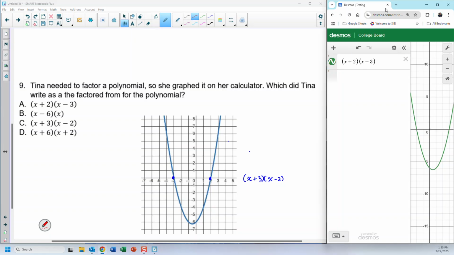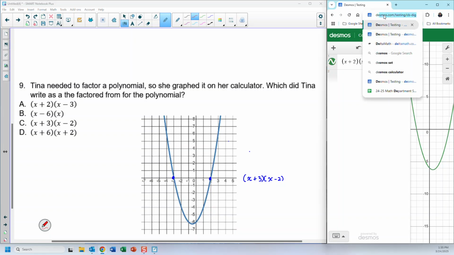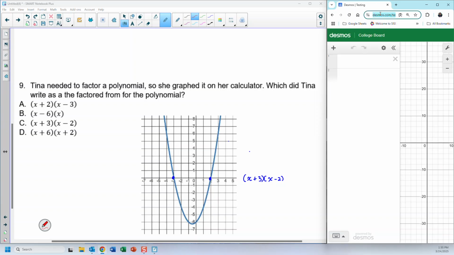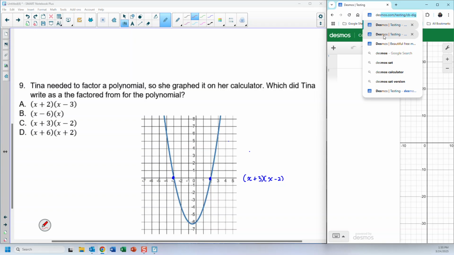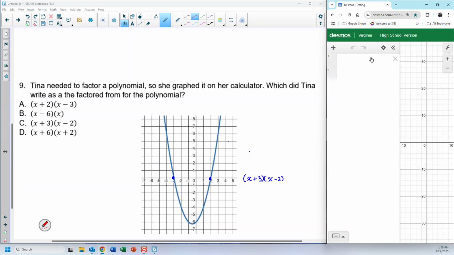Oh, by the way, I'm using the wrong Desmos. Let me pull up the right Desmos. Desmos testing, not the College Board one, I want the Desmos Virginia High School. Okay, so that is it. C, answer choice C.